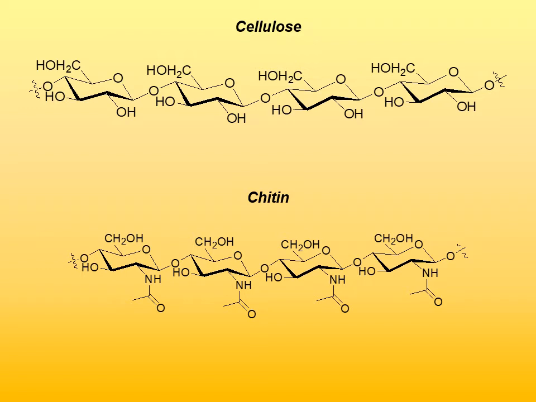And as a result, intermolecular interactions between individual chitin chains are very strong, so chitin is a very strong, very rigid structural material in animals. It forms the exoskeleton of insects and crustaceans.